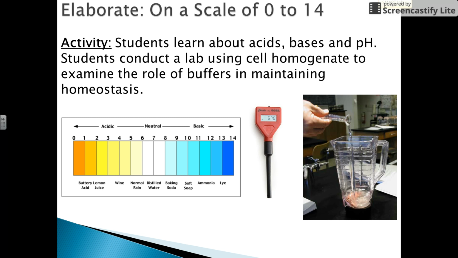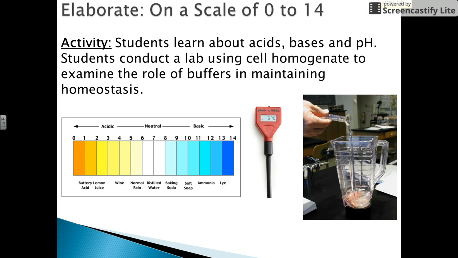You'll also need to teach students how to use a pH meter. The pH meter on the slide is pretty common within the BPS classroom. So you'll want to make sure you know how to use those. You'll need to calibrate those before this activity as well.